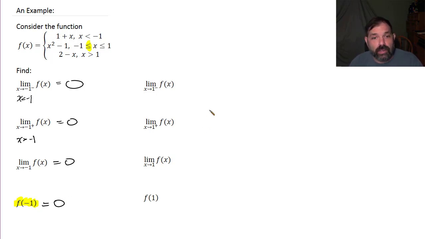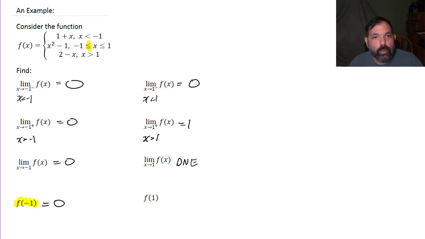All right, now, what if x is approaching 1? If x is approaching 1 from the left, so this means here that x is less than 1. If x is less than 1, I'd be following the x squared minus 1 rule. And so that would be 1 squared minus 1. That is, again, 0. If x is approaching 1 from the right, here x is greater than 1. Here I'm following the 2 minus x rule. 2 minus 1 is 1. The left limit and the right limit are different, so the limit as x approaches 1 does not exist.